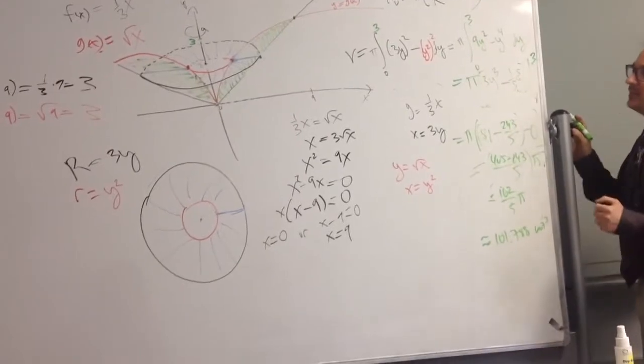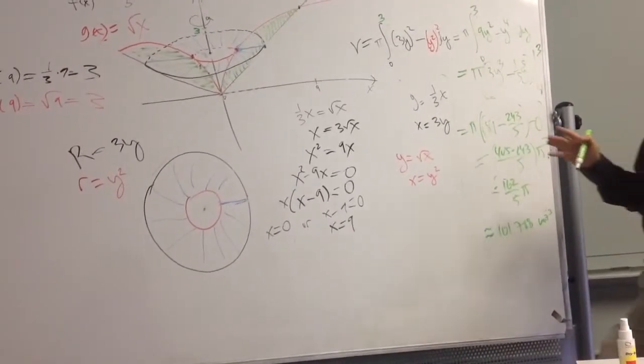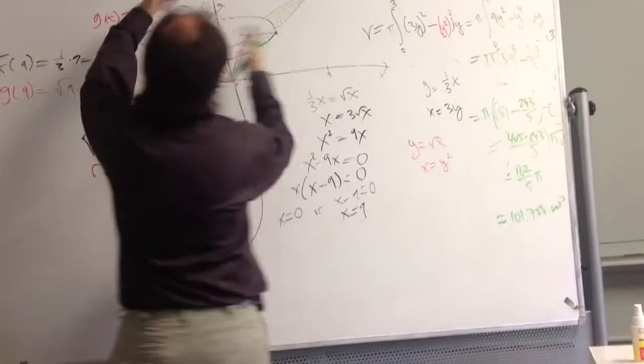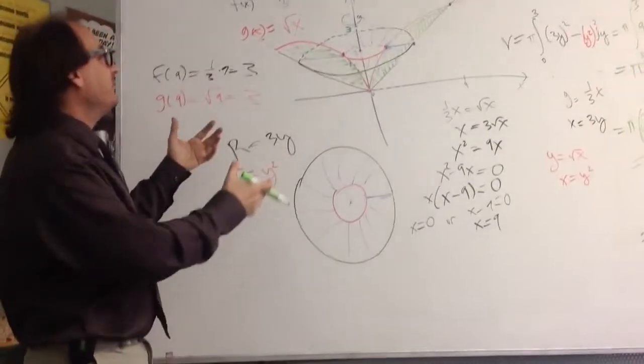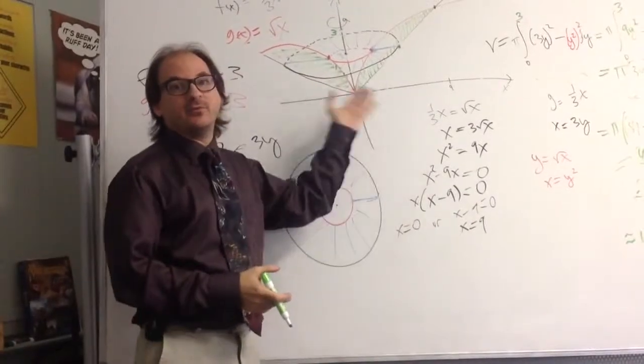But, all right, so that's an example of revolving something around the y-axis. It works very similar to revolving something on the x-axis. The only key difference is all your variables are in terms of y.